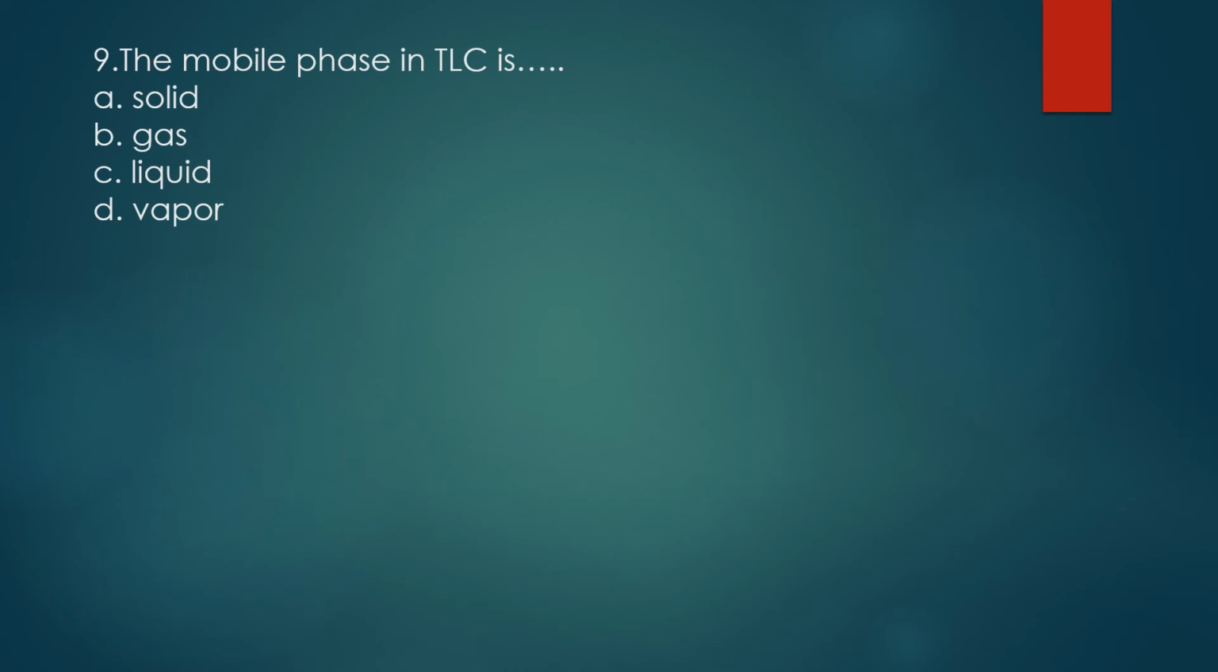MCQ number 9. The mobile phase in thin layer chromatography is option A, solid, option B, gas, option C, liquid, and option D, vapor. And our correct answer option is option C, that is liquid. The mobile phase in TLC is liquid.